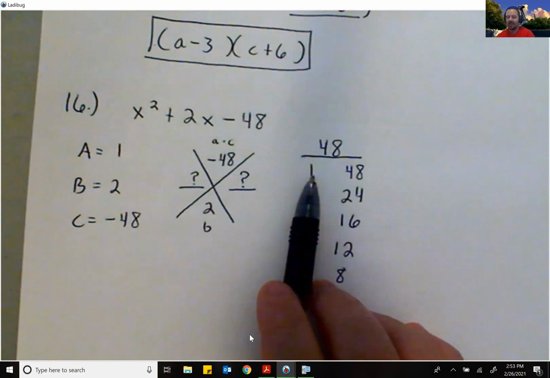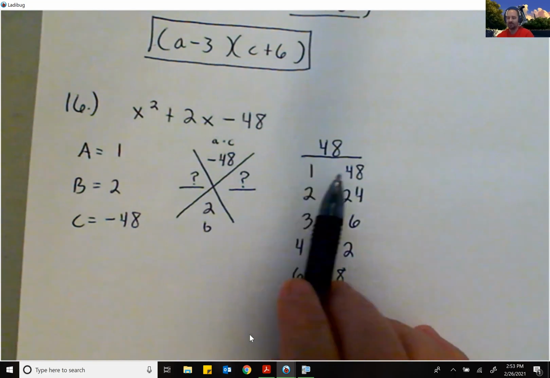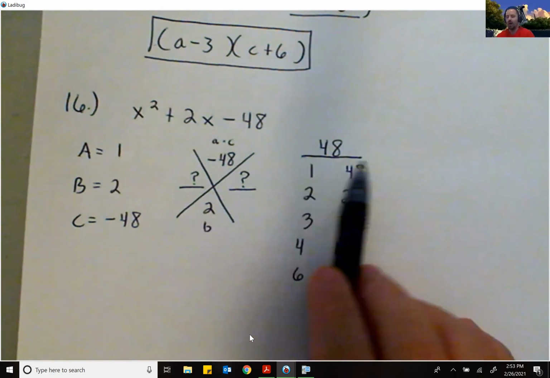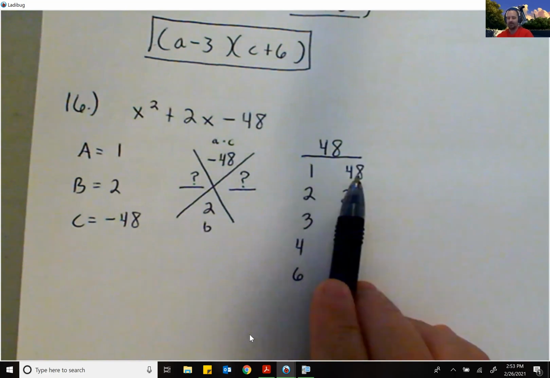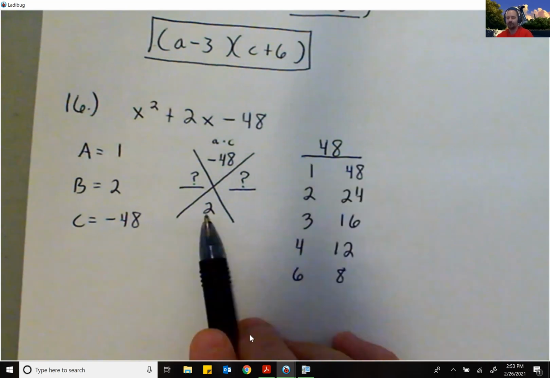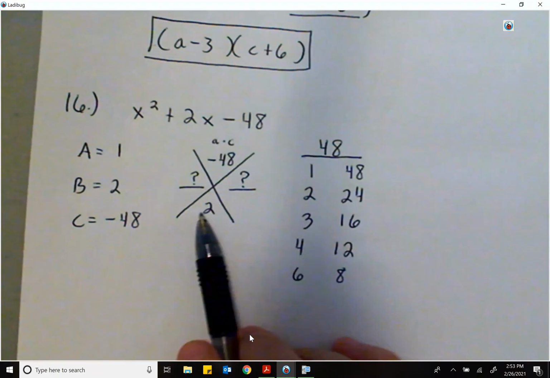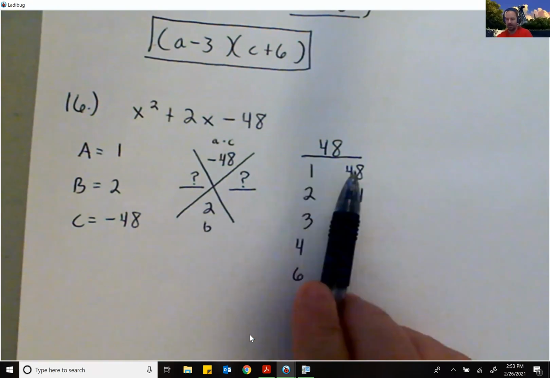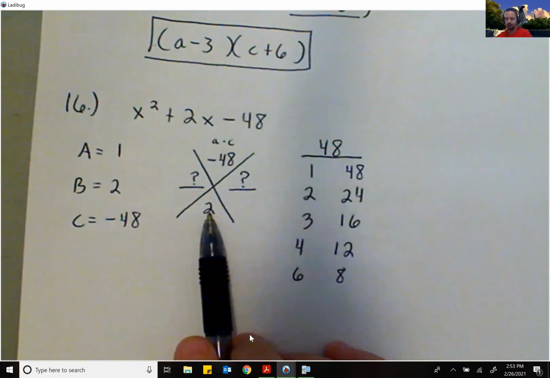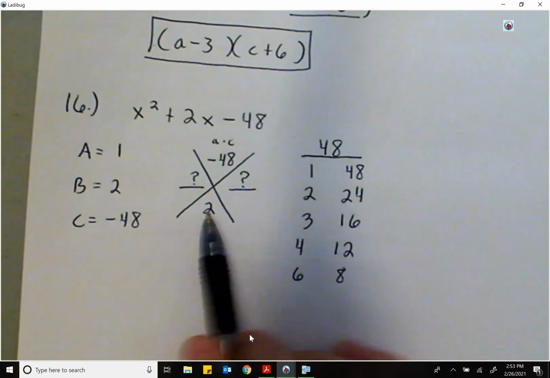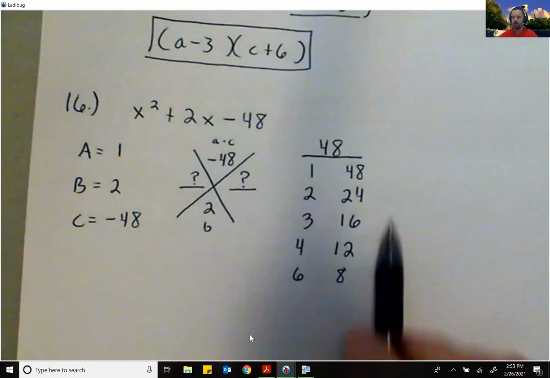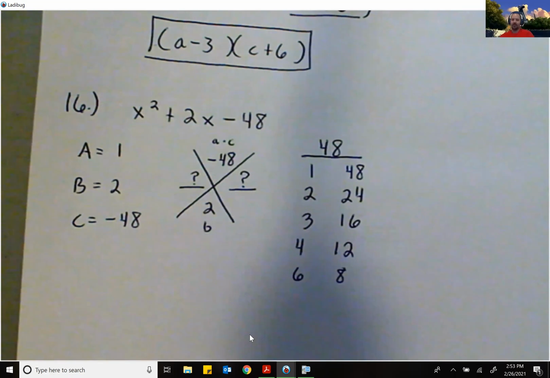If I take negative 1 plus 48, is that 2? No. Okay, well, what if the 48 was negative? So 1 plus a negative 48, is that 2? No. Well, what if they both were negative? Negative 1 plus a negative 48, is that 2? No. So we know the numbers can't be 1 and 48. So somewhere in here, you can get a 2 by adding.